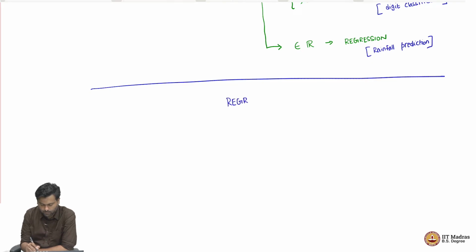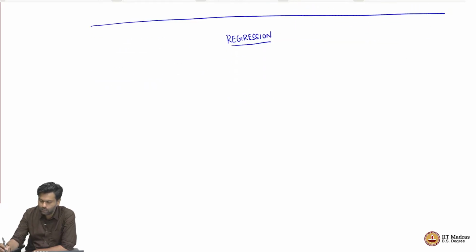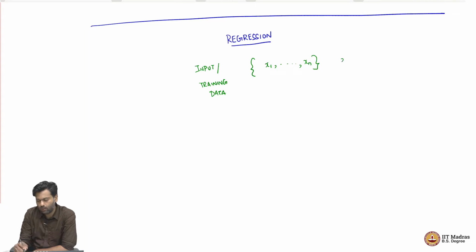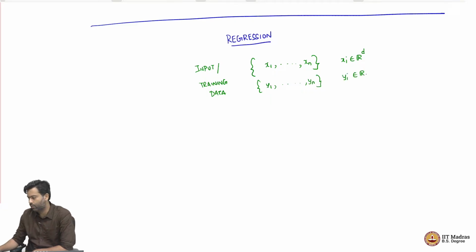Regression. Okay, so the input to a regression problem, sometimes called the training data, is just a bunch of x1 to xn, where all xi's are in d dimensions, and corresponding y1 to yn, where yi's are in the reals. This is our input. Now, what is the goal of a regression problem?